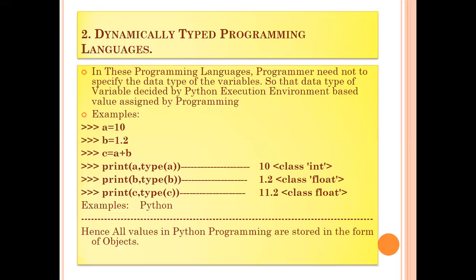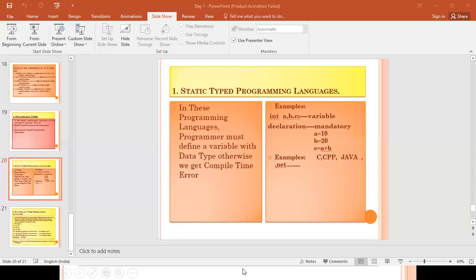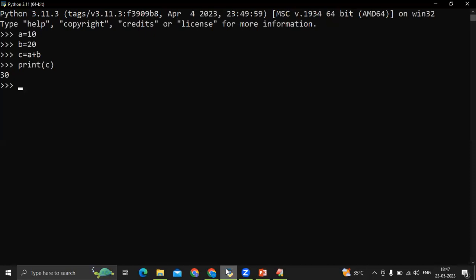Dynamically typed programming language means in these programming languages we need not specify the data type of the variable, so the data type of the variable is decided by the Python execution environment based on the value assigned by the programmer. So we need not specify the data type. Let's go ahead with that program.